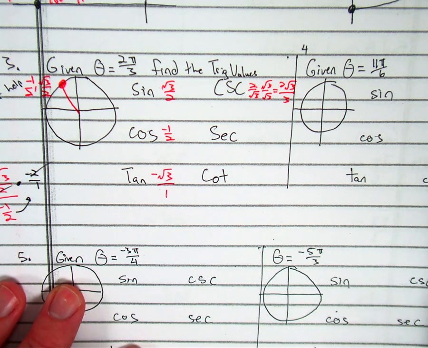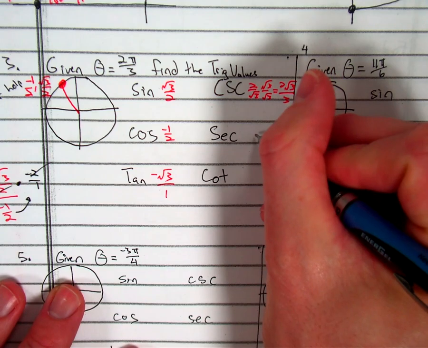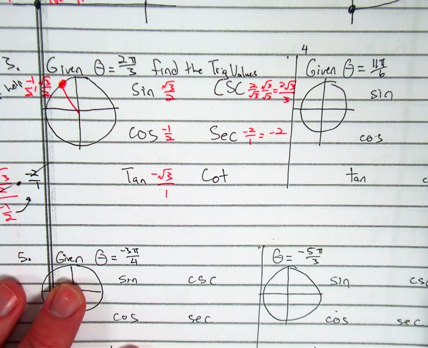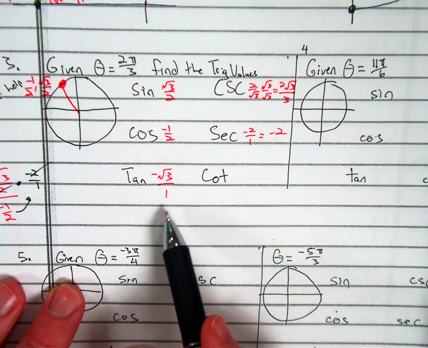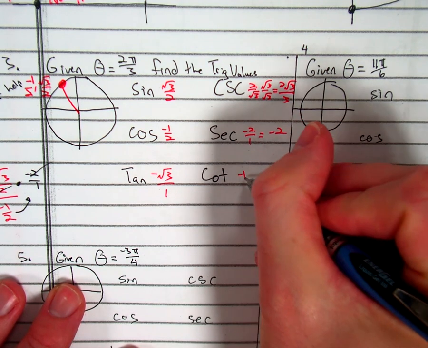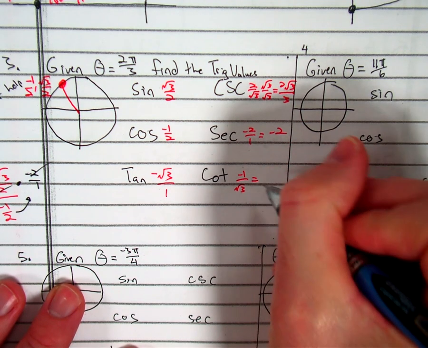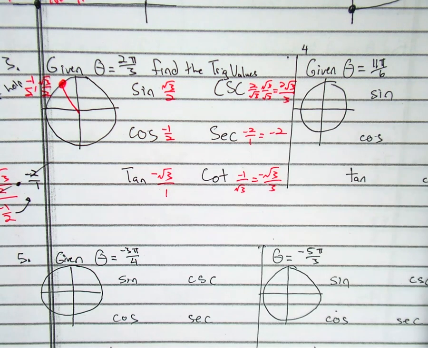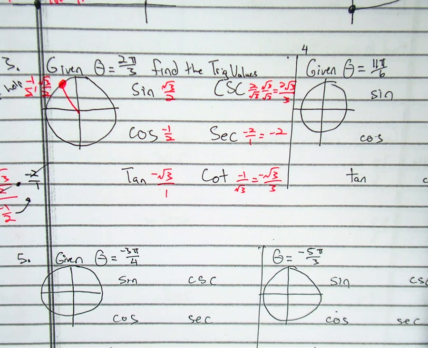When I flip negative half, it's going to be negative 2 over 1, or just negative 2. And when I flip negative radical 3 over 1, we'll have to fix it, and we'll get negative radical 3 over regular 3. Take a look at that.